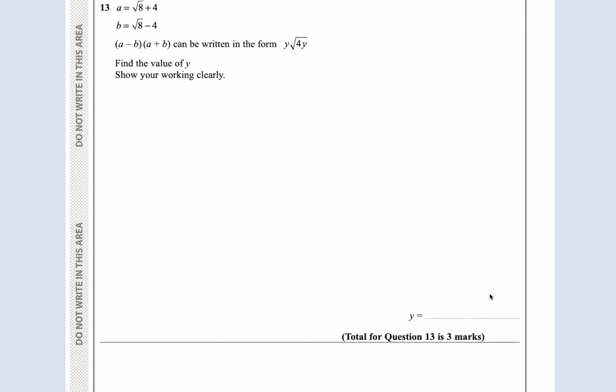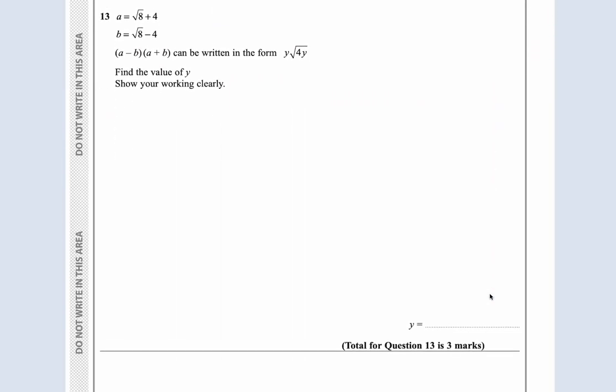Okay, question 13. A is this, B is this. A minus B times A plus B can be written in this form. Find the value of y, right? This doesn't look too easy, guys. Let's do A minus B first. A minus B. This is root A plus 4 minus B, which is minus root A minus 4.